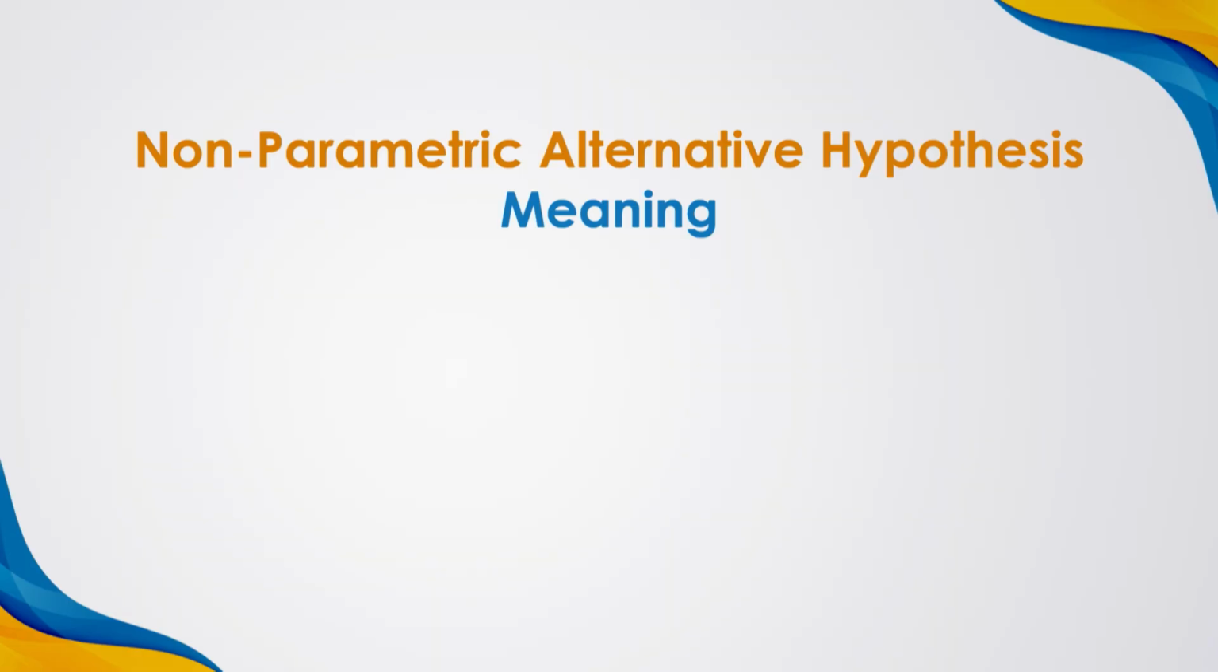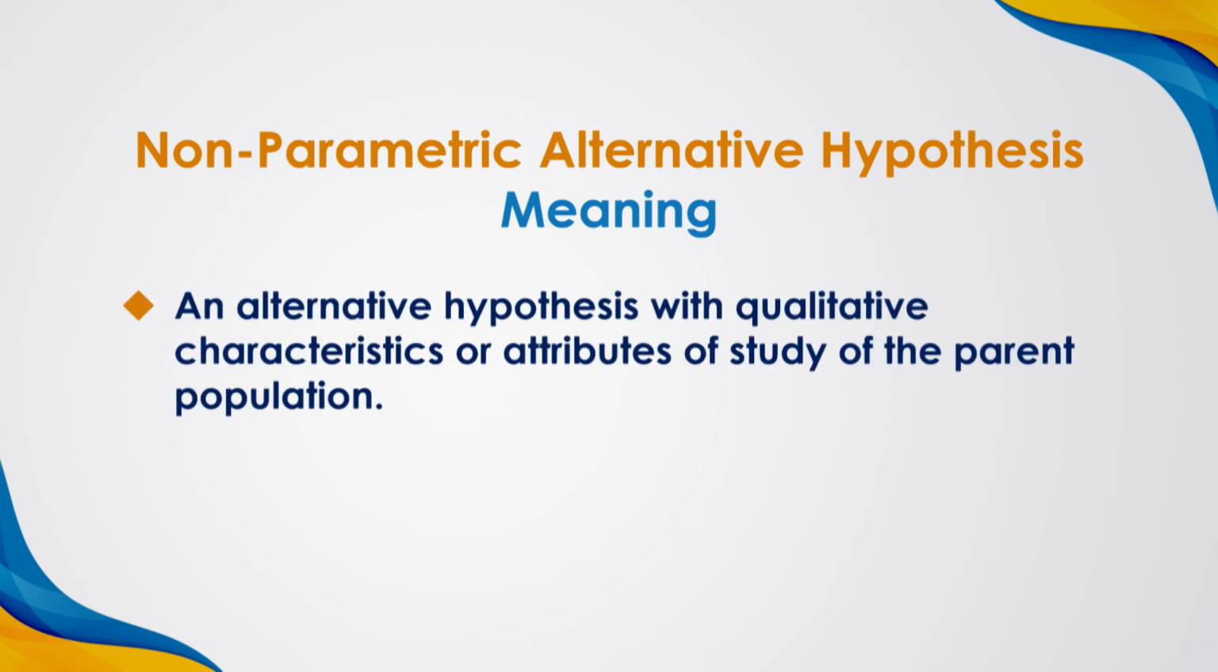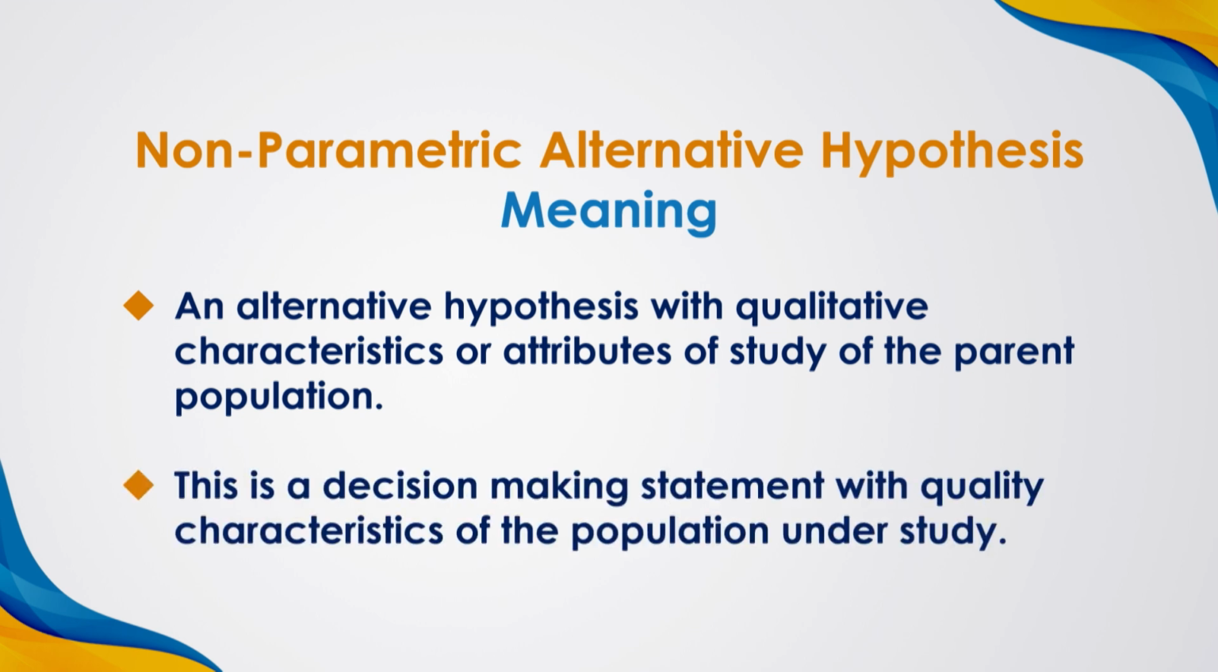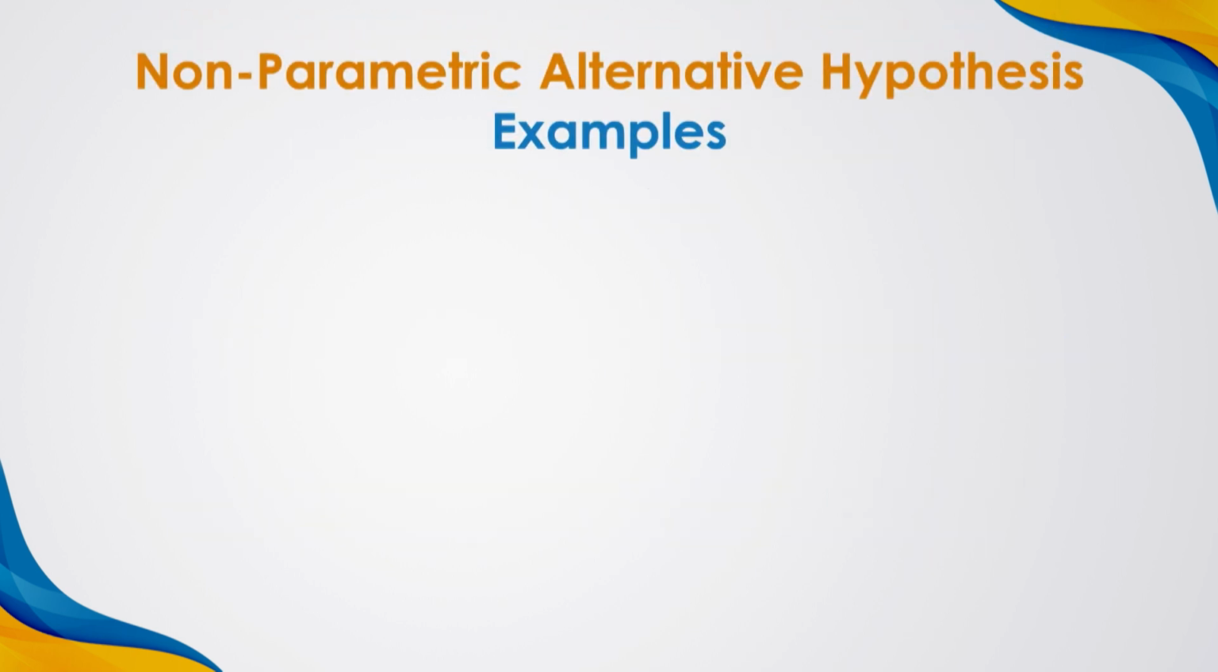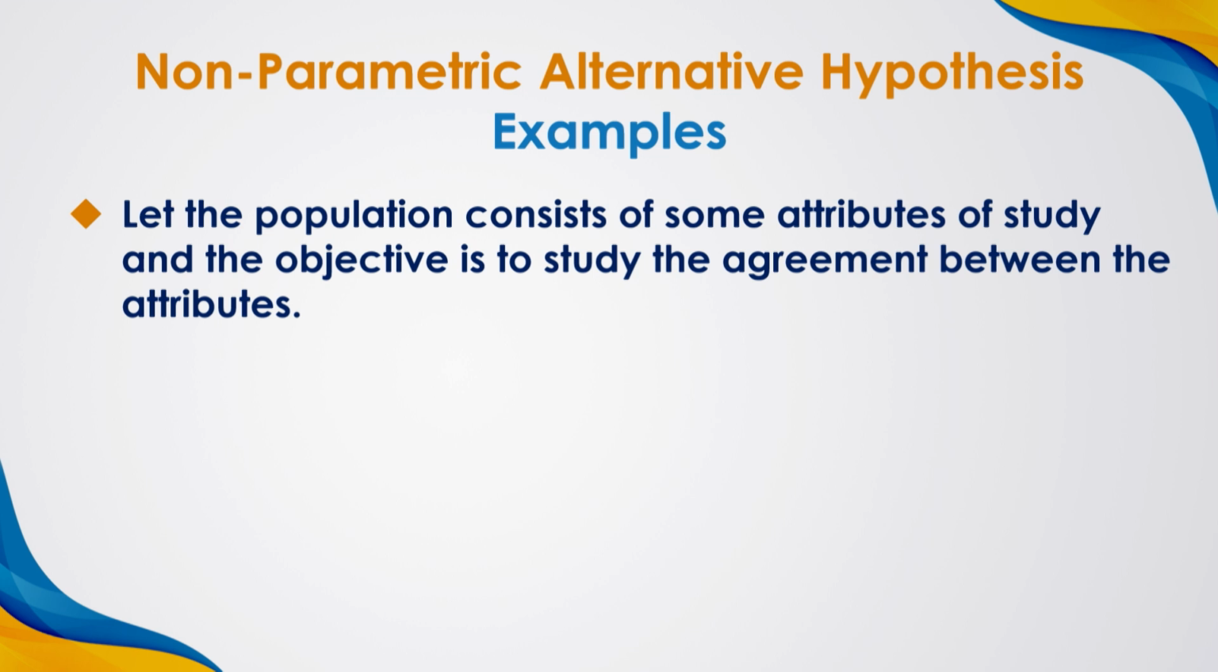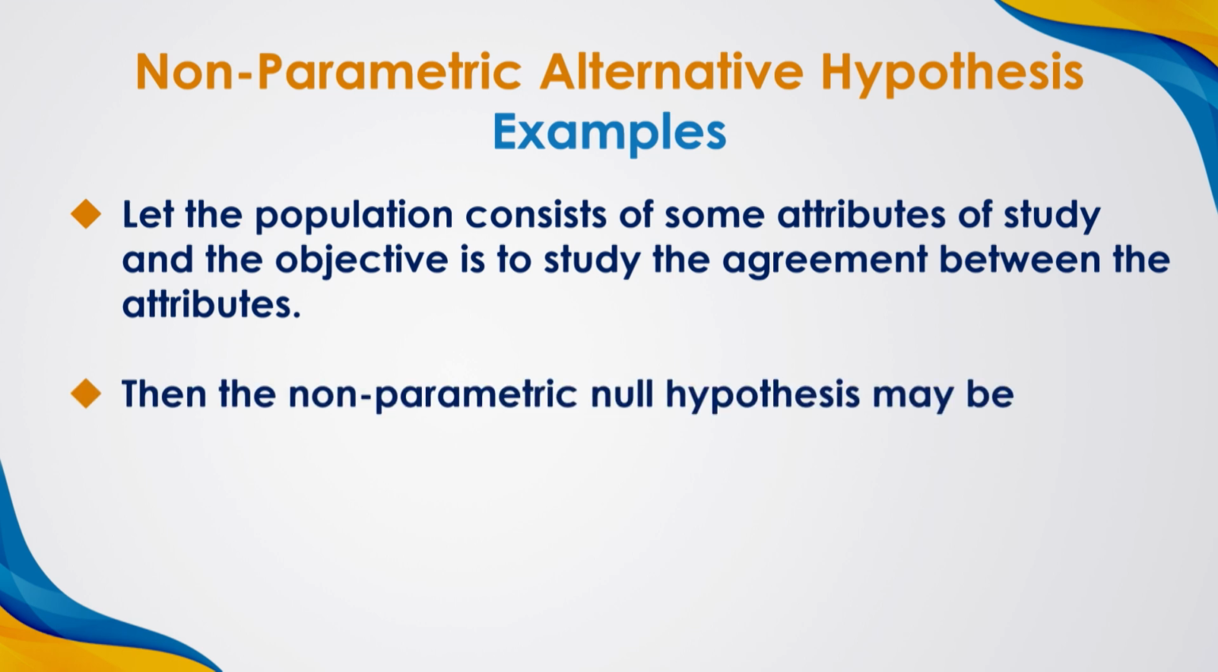Now, coming to the non-parametric alternative hypothesis, as I mentioned, without a parameter, meaning using the characteristics or attributes as an alternative hypothesis, you call it an alternative hypothesis, but non-parametric. So, it is a hypothesis which deals with qualitative characteristics or attributes. This is a decision-making statement with quality characteristics of the population under study. As an example, let the population consist of some attributes of study and the objective is to study the agreement between the attributes, then you call it a non-parametric alternative hypothesis.